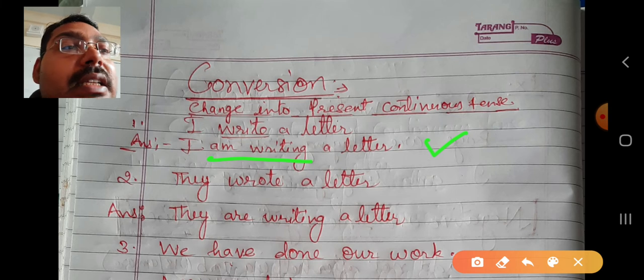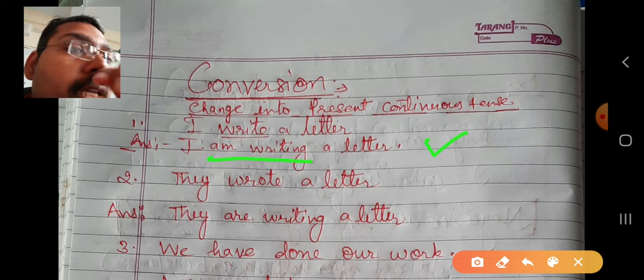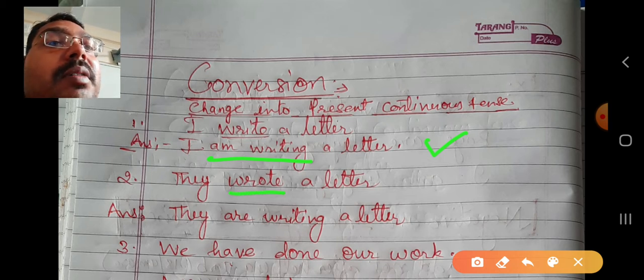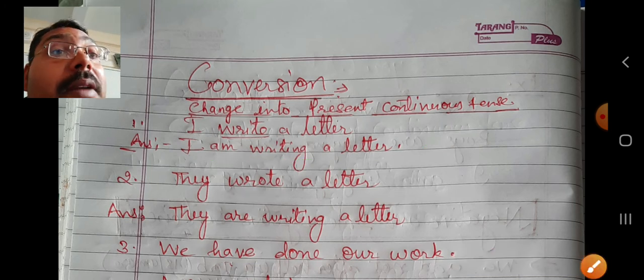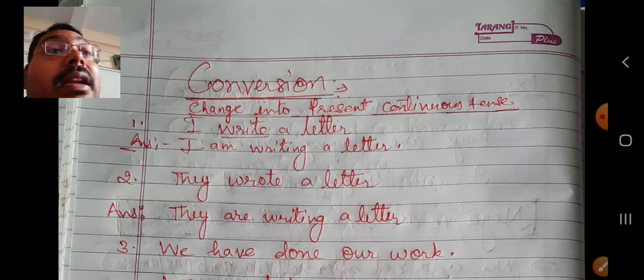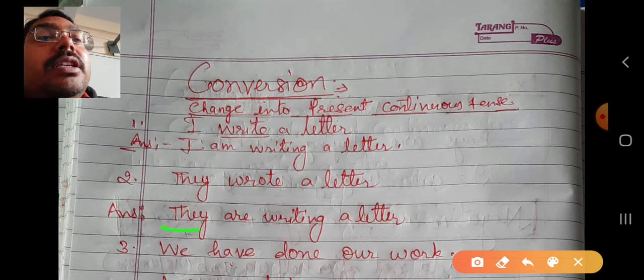Now look at another example. They wrote a letter. From this, I told you how you can recognize this. Wrote is the second form of the verb. It means this sentence is in simple past tense. And you need to change it into the present continuous tense. And present continuous tells what? You use is/am/are plus verb first form plus ing. So what is the subject? The subject is they. And you need to use a suitable helping verb.